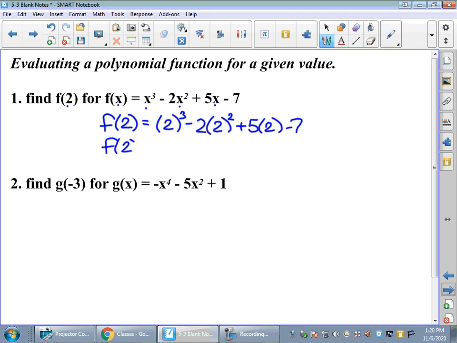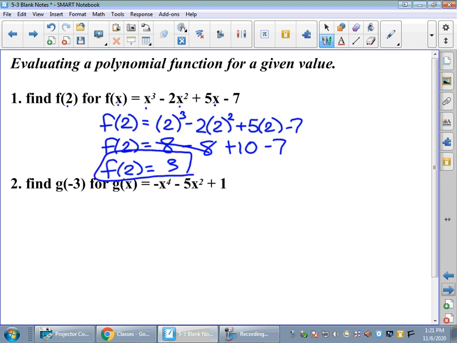F of 2 equals 8 minus 8. 2 squared is 4 times 2 is 8 plus 10 minus 7. Now I would put it in my calculator because this kind of math is just annoying. 8 take away 8 is gone, 10 minus 7 is 3. What we're really saying here is that when you evaluate this function for 2, the answer is 3. On a graph, this ordered pair is on this function.